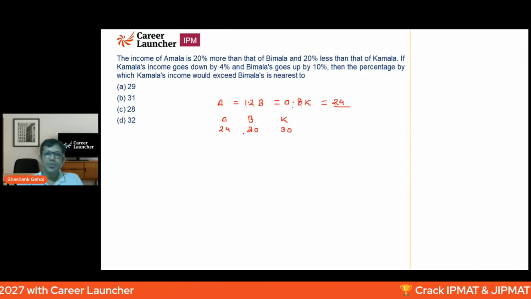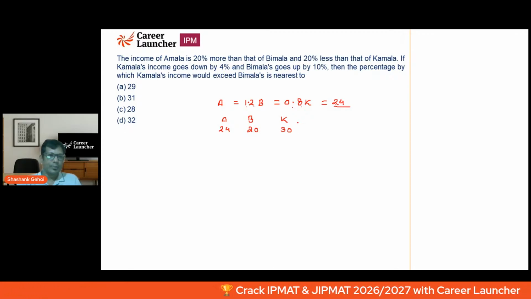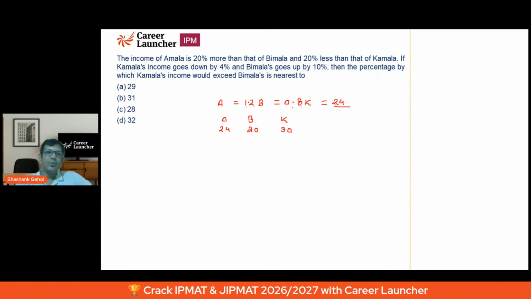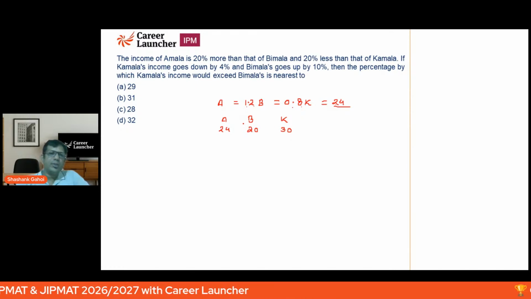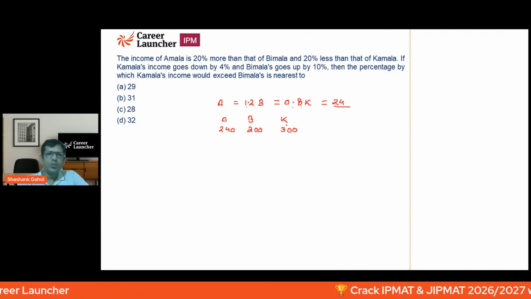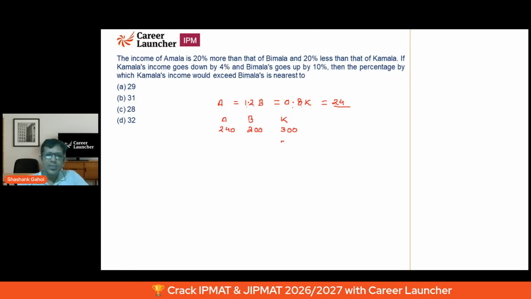So Amla's income is 24, Bimla's income is 20, and Kamla's income is 30. Okay, if Kamla's income goes down by 4%, I need to calculate 4%. So I'm just going to add one more zero because all the values are in ratio only. So 4% of 300 is 12, so Kamla's income becomes 288.